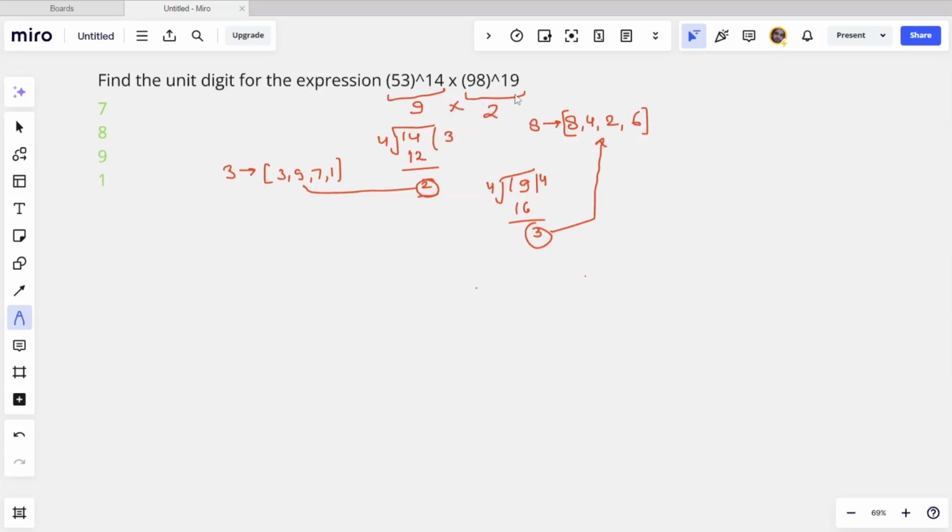So 9 into 2 equals 18. And what is the unit digit of 18, which is 8. And as we can see, 8 is in our option. So it means the second option is our correct option.